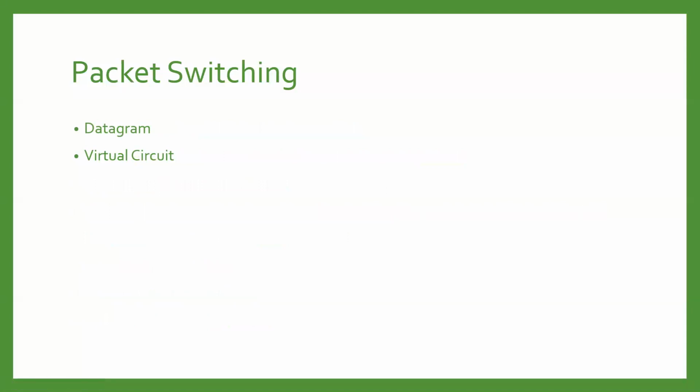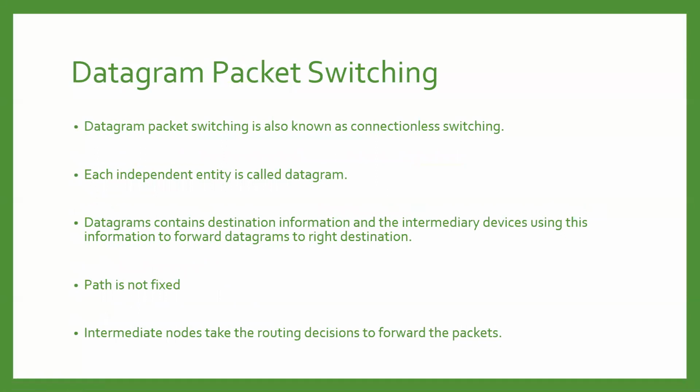In this packet switching, we have two parts: datagram and virtual circuit. There are two approaches in packet switching: datagram switching and virtual circuit switching. In datagram packet switching, what is happening? Datagram packet switching is also known as connectionless switching. Each independent entity is called a datagram. A datagram contains destination information for the intermediary devices. Using this information, they forward the datagram to the right destination.